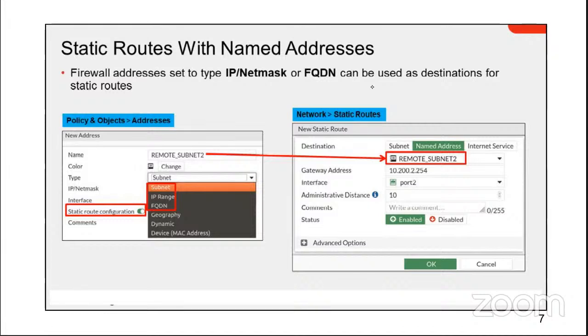Now I want to create a route for that. So what I can do is come to the routes section, and instead of putting the destination as 172.16 again, I can just go into the named address, select the address object, and that's it. Put in the gateway, that's it. Done.